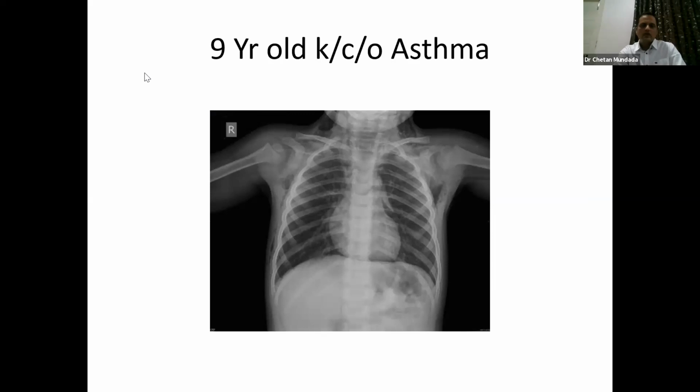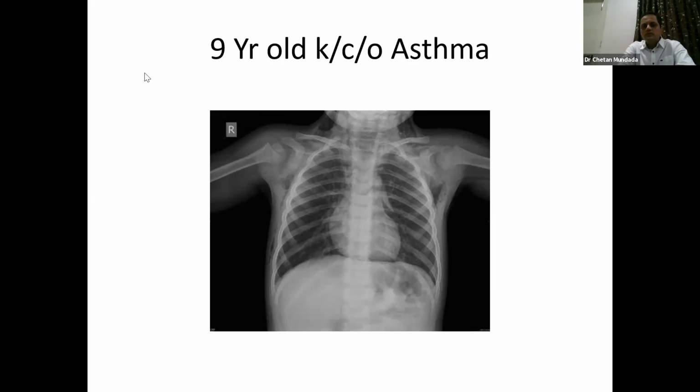So now we move on quickly to the cases. This is a 9-year-old child, a known case of asthma, who had an exacerbation and severe bouts of cough and vomiting with retching, and has presented to the ER.